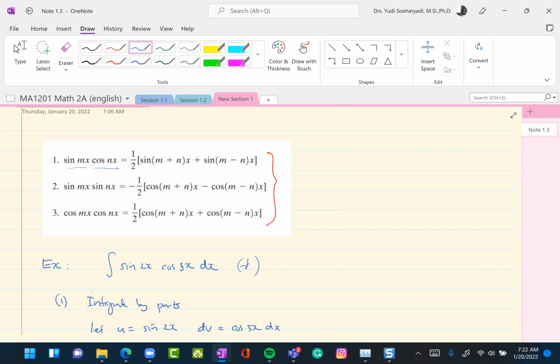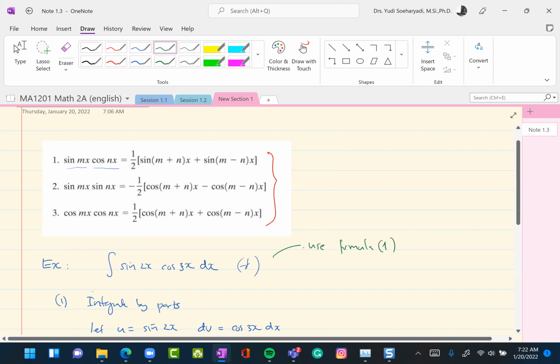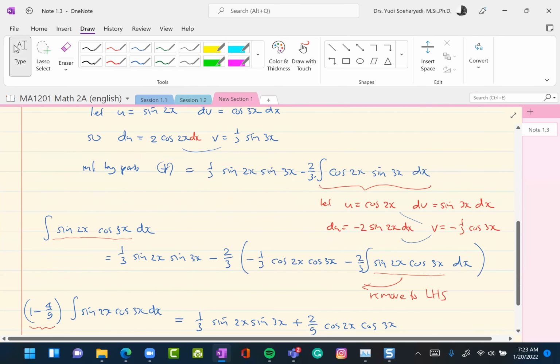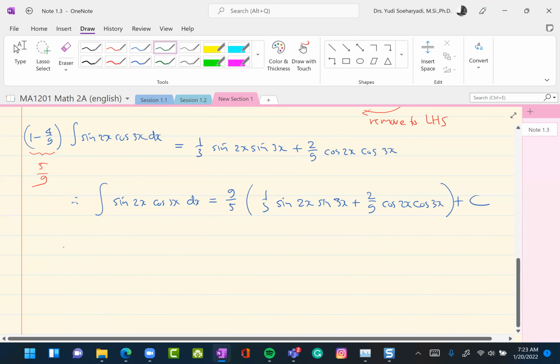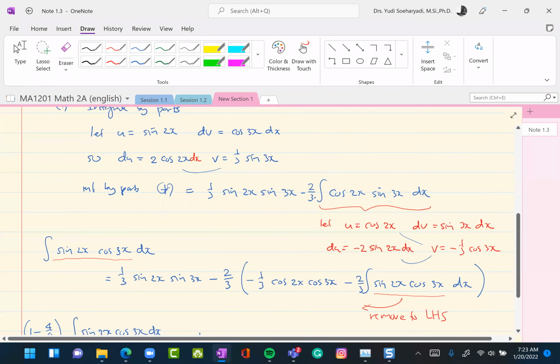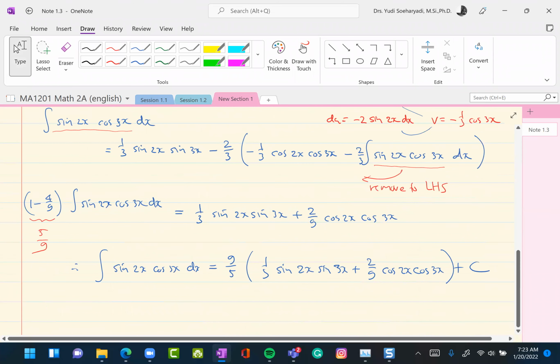If you use that, here m equals 2 and n equals 3. So it's 1/2 of the sum of sine of the sum and sine of the difference. Okay, so let's rewrite this. This is divided by 2.